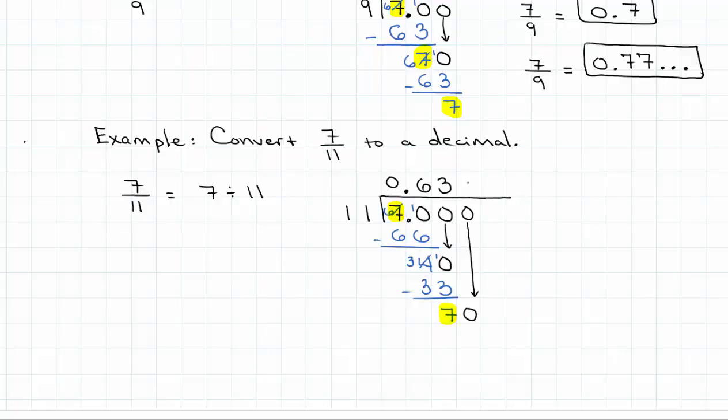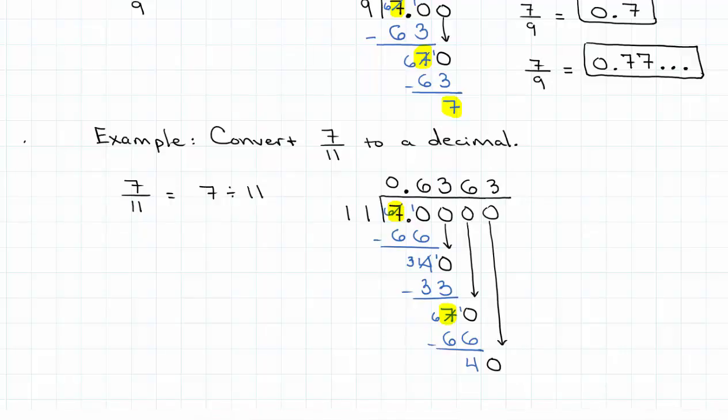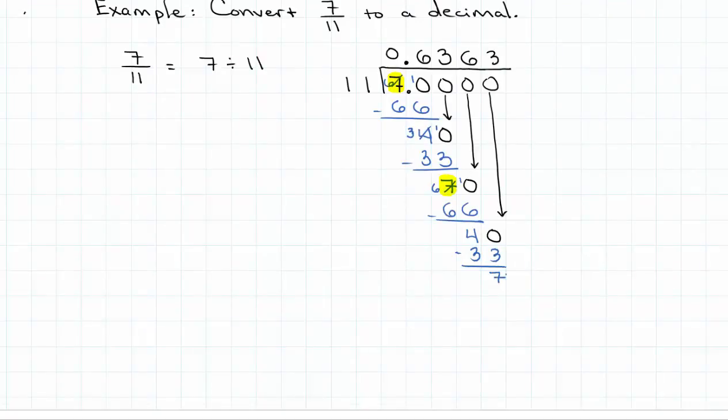11 goes into 70 6 times. 6 times 11 is 66. We subtract. It's going to give me 4. Bring down the 0. And then 11 goes into 40 3 times. And that's going to give me 3 times 11 is 33. And that's going to give me, once again, 7.